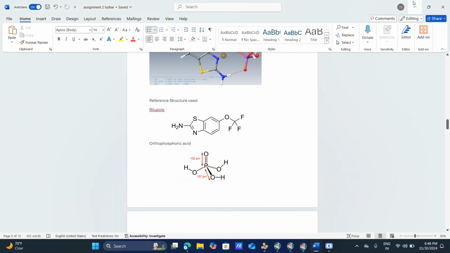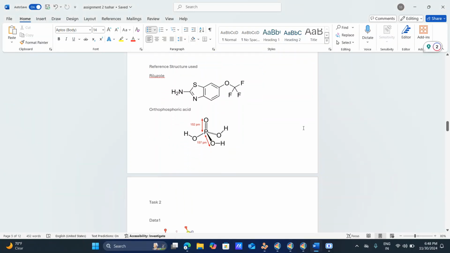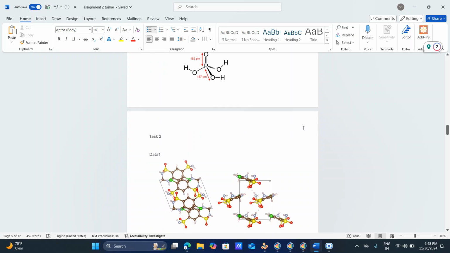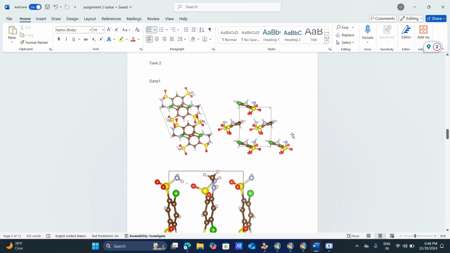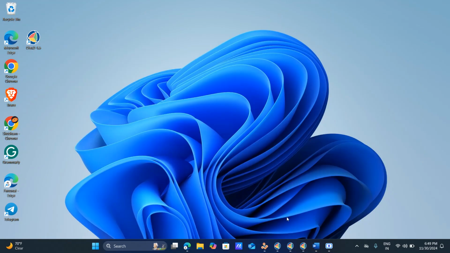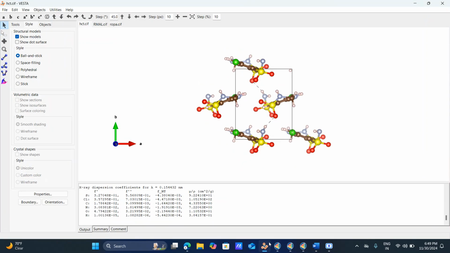So that was the first part of our assignment. Then we move to task 2. Here in task 2, we simulate the following structure in the Vesta software. So let me just open my Vesta software here. Here is my Vesta software.